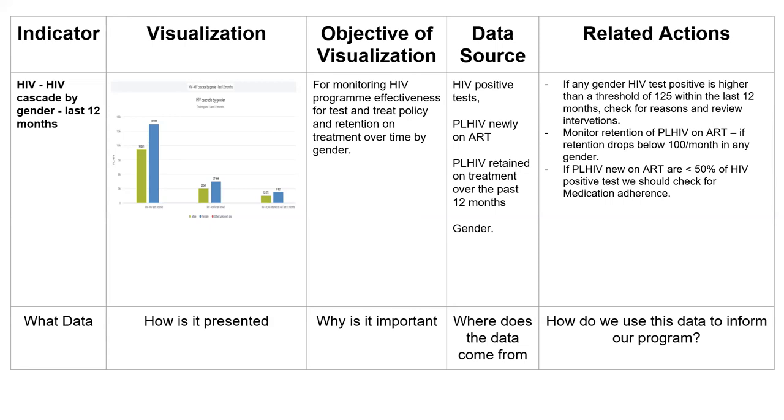And also if those who are new on ART are less than 50% of those who tested positive, we felt that there needs to be a check on this for medication and adherence. If people are really adherent, that if you test positive, you need to be on ART, so to check if people are actually adhering and all of that. Thank you.